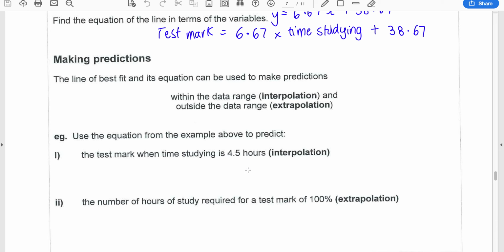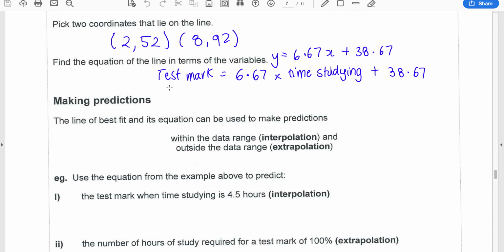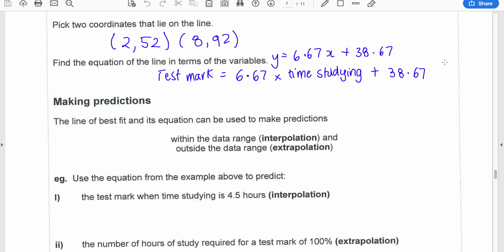Hi Year 10s, in this video I'm going to run through how we use a regression equation. In our last lesson we were looking at how to establish that equation. We're going to look at how we make a prediction with that equation. I'm going to use the one that we got in our last lesson, which was linked to the test mark and the time spent studying.